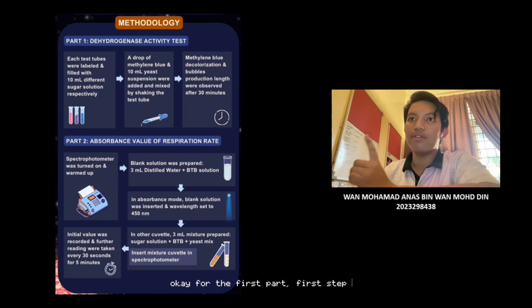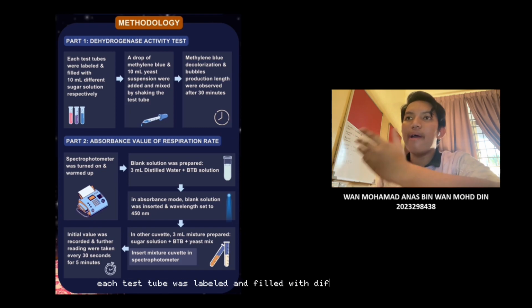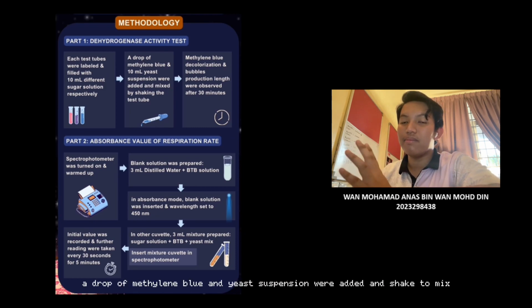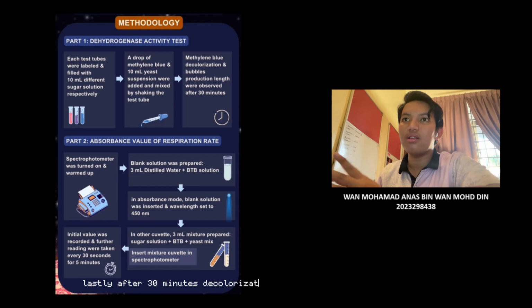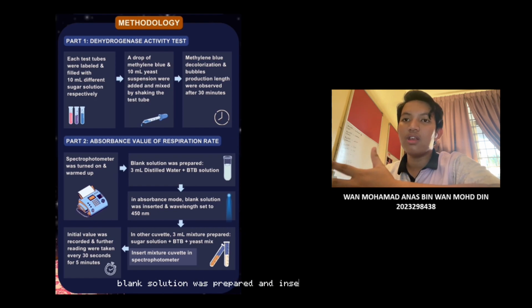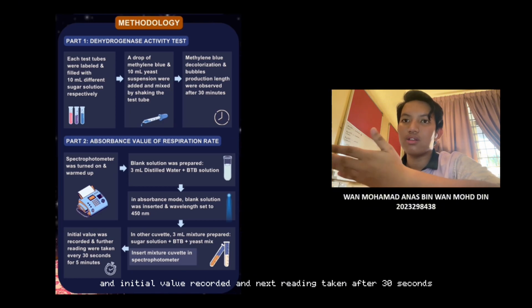For the first part, the first step is that each test tube was labeled and filled with a different sugar solution. A drop of methylene blue and yeast suspension was added and shaken to mix. Lastly, after 30 minutes, decolorization and bubble production were recorded. Second part: first step, the spectrophotometer is warmed up, a blank solution is prepared and inserted in the machine. A mixture of sugar, BTB and yeast was prepared, the initial value recorded and the next reading taken after 30 seconds.